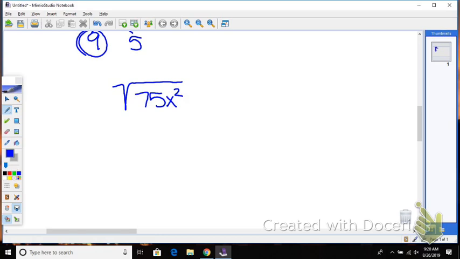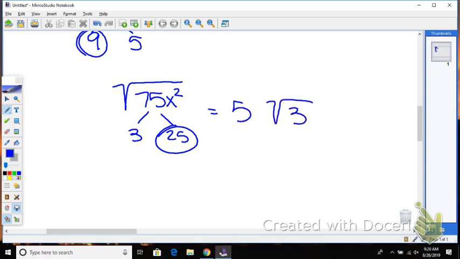It's 25 and 3. 3 and 25. So which one's the perfect square here? 25. What's the square root of 25? 5. And then I have my 3 left in the house. And what's the square root of x squared? X. So I have 5x times the square root of 3.